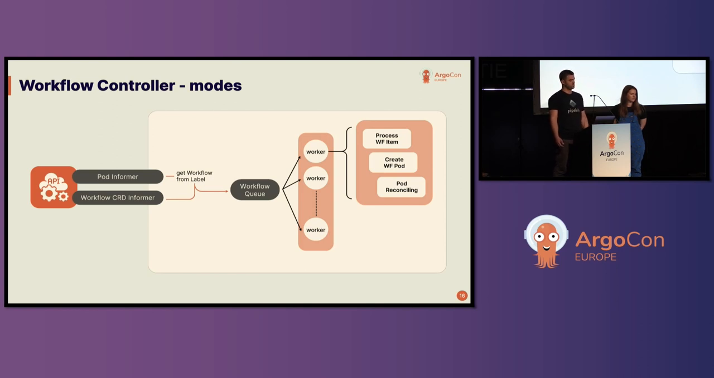This happens using informers. An informer is an abstraction that allows the controller to not constantly talk to the Kubernetes API and to only act on change. This way it lowers the pressure on the Kubernetes API. And at the end, the workflow custom resource is added to the workflow queue, and workers are processing your workflow. Workers are the components that are doing the actual job. They inspect the workflow custom resource, and they do the appropriate action. These actions are things like creating pods, pod reconciliation, and other things.